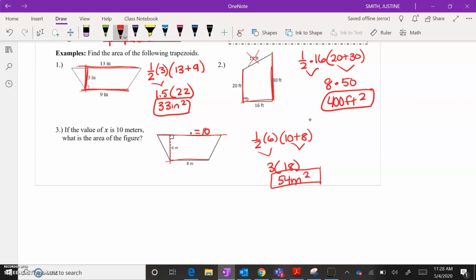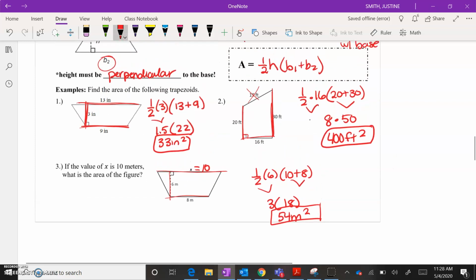Okay, so these are all the formulas that you would need to know for trapezoid, parallelogram, triangle, square, and rectangle. Okay, so again, make sure if there's anything you had questions on, kind of star it or highlight it, and then when we start the live class meeting, we can go over anything that you were unsure of. Okay?